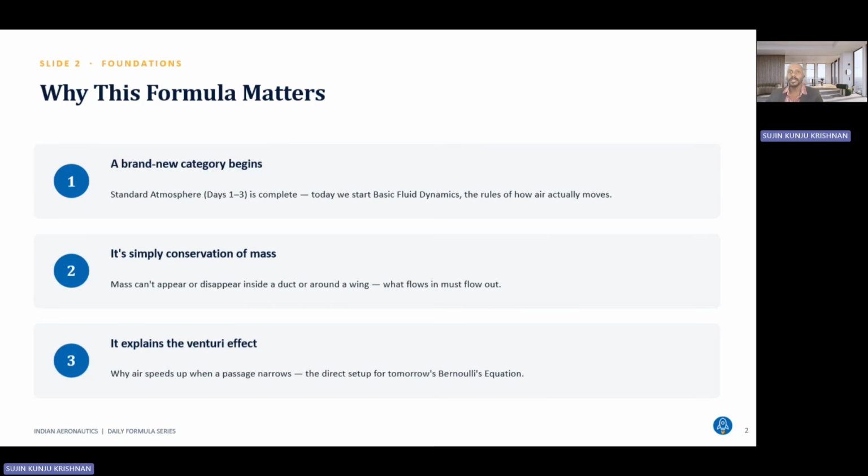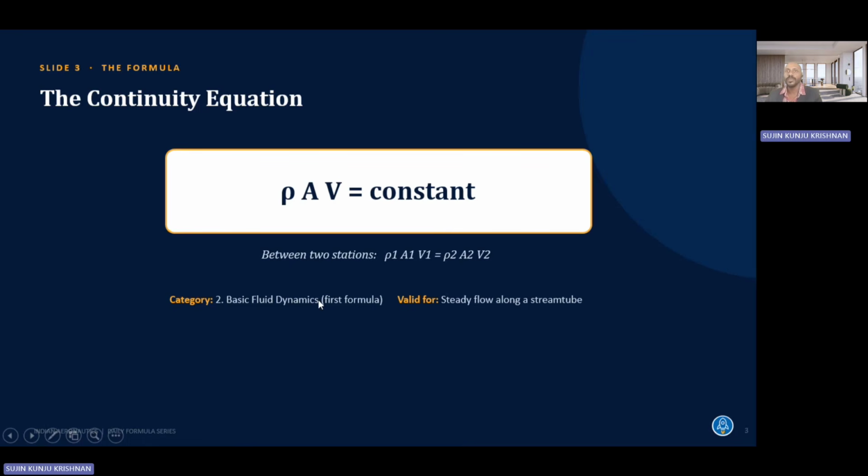This one simple idea explains something you have probably felt yourself. Why air speeds up when you squeeze a garden hose. Why a Venturi tube works, and it sets up tomorrow's formula, Bernoulli's equation, perfectly. So here is the formula. Rho AV equals a constant, or written between 2 points along the same flow, rho 1 A1 V1 equals rho 2 A2 V2.